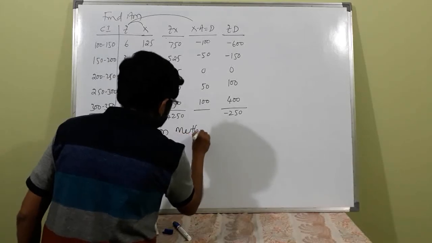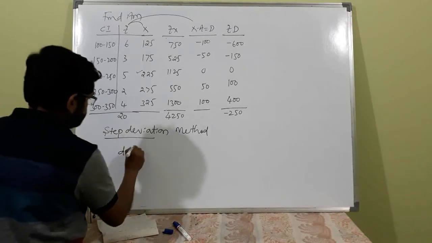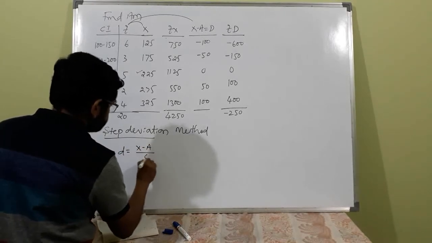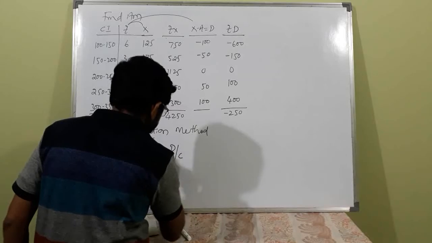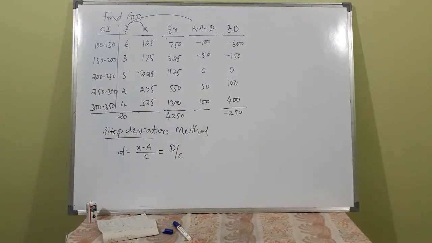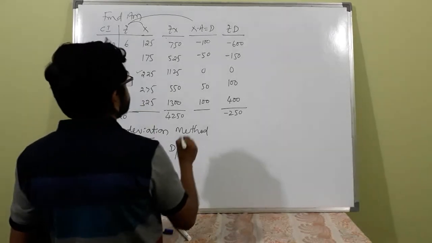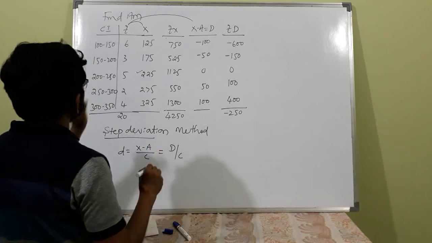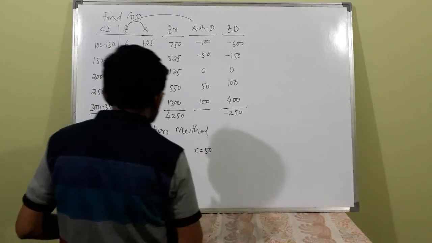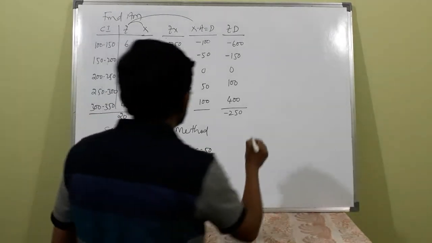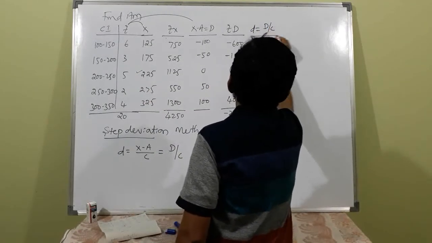Here you have to define x minus a divided by c, deviation divided by class width, or capital D by c, deviation by c. A is already decided, so c is 50. C is 50 here. Construct this column: d is equal to D by C.